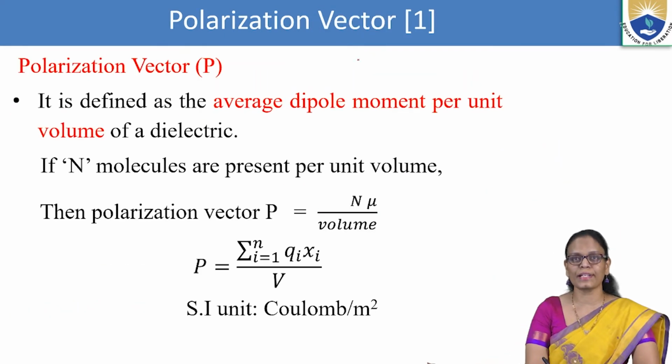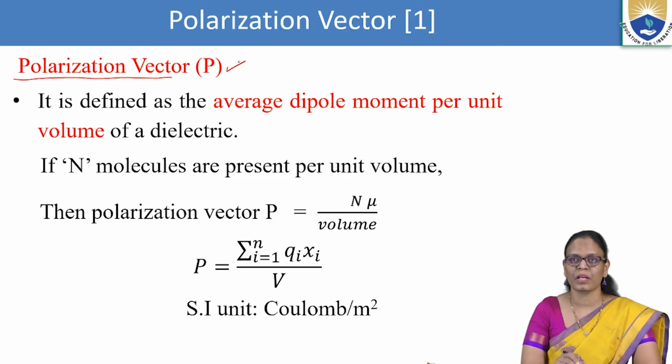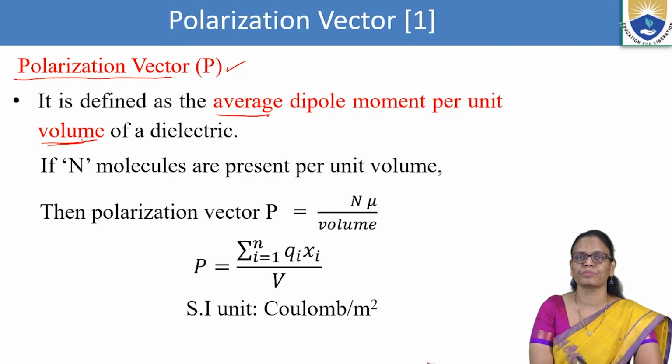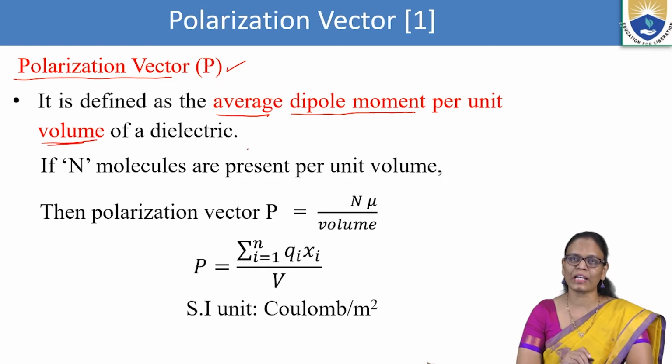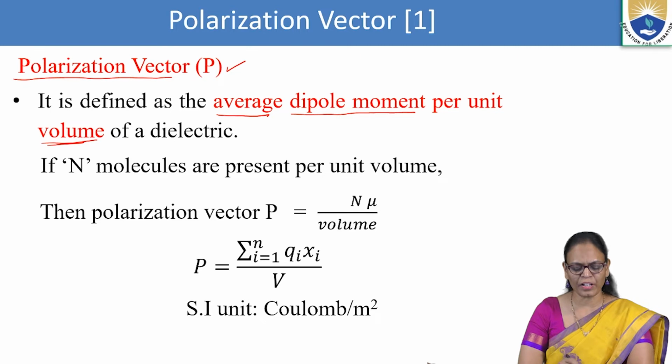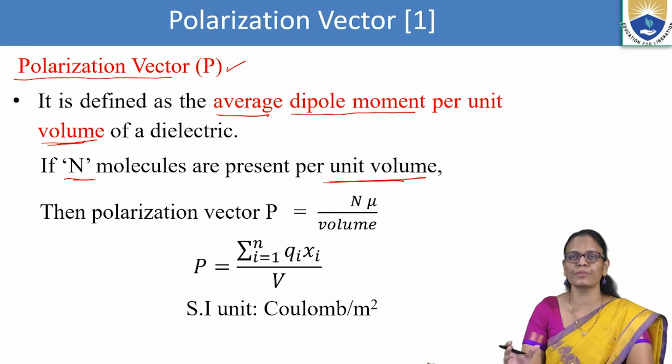Now coming to the polarization vector. This polarization vector is denoted by P. We define the polarization vector as the average dipole moment per unit volume. So if you take the average dipole moment per unit volume of the dielectric, we get the polarization vector. And if there are N molecules present in unit volume, then the polarization vector P will be equal to N into mu.